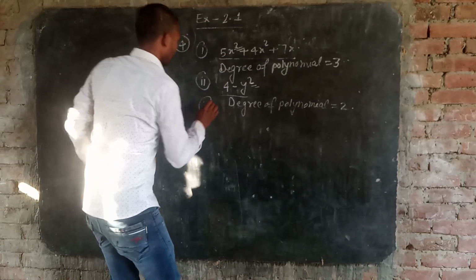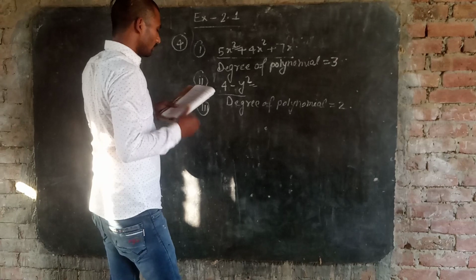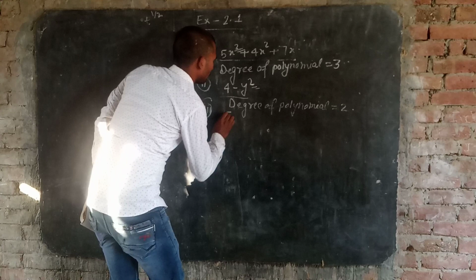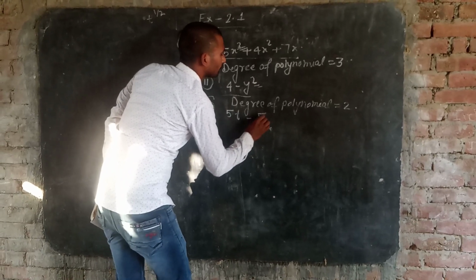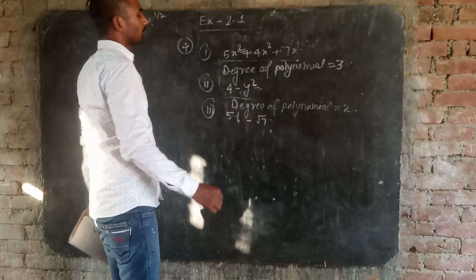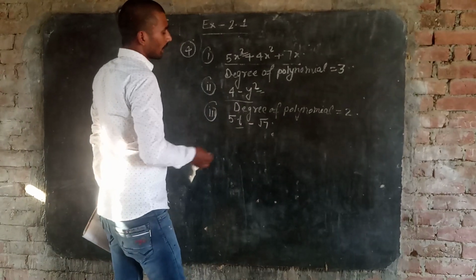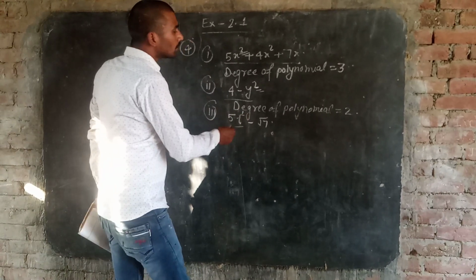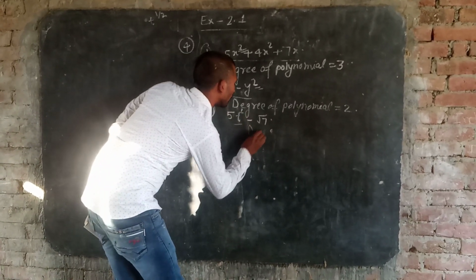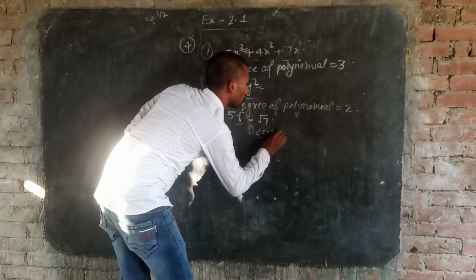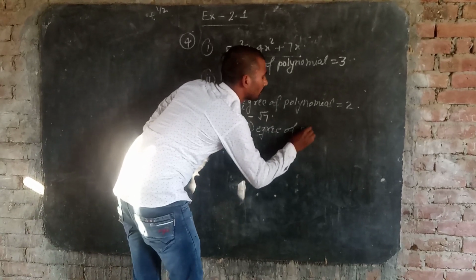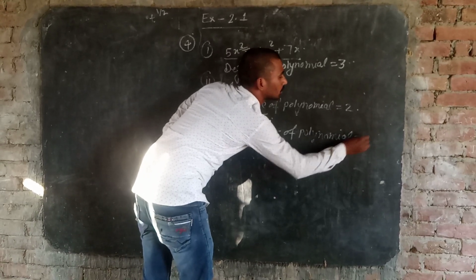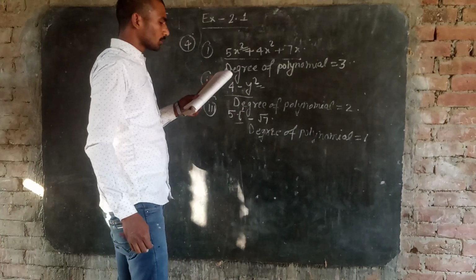Third, 5t minus under root 7. In this polynomial, the variable is t and the power of t is 1, and the highest power is 1. So the degree of the polynomial is equal to 1.